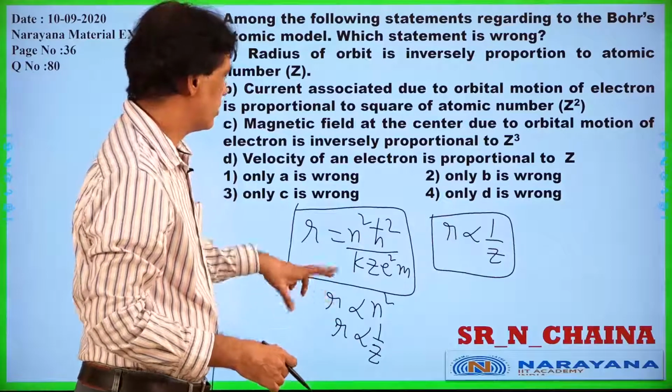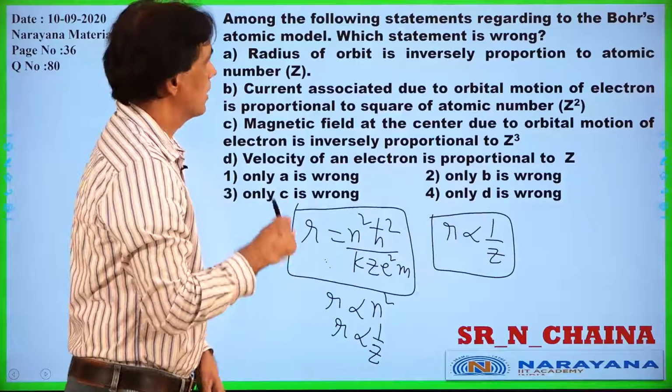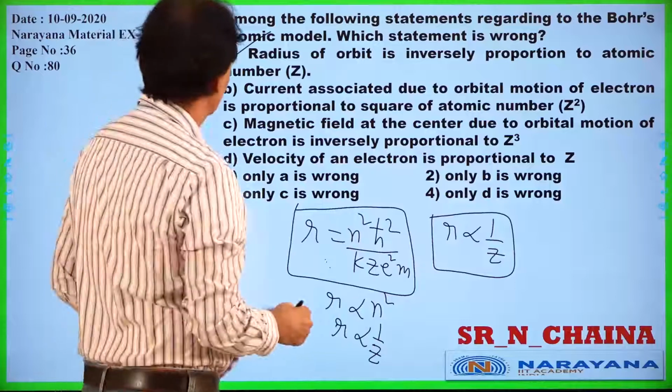So using those two equations, we can divide. We can get this R value. Okay, let's see the next one. So that means this option is correct. So let us see B.